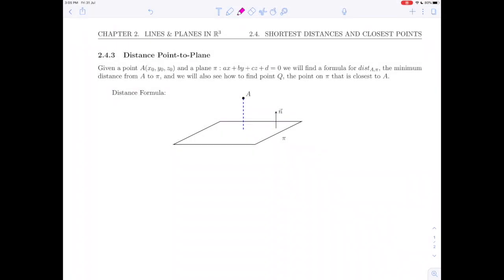Hello and welcome back to section 2.4 on shortest distances and closest points. In this video we're going to do 2.4.3, the distance from a point to a plane.